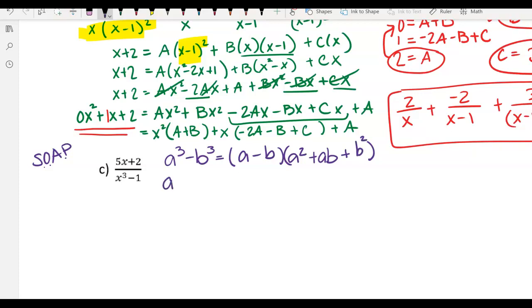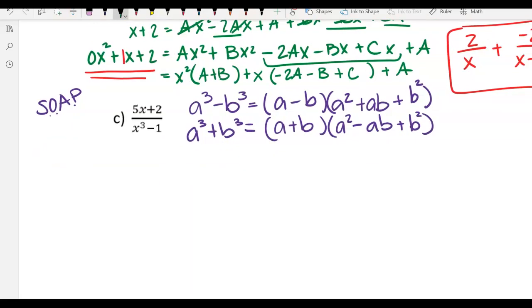Let's write the sum formula as well. All right. The sum of cubes. Formula says SOAP. So what do we start with? A plus B. And then A squared minus AB plus B squared. All right.